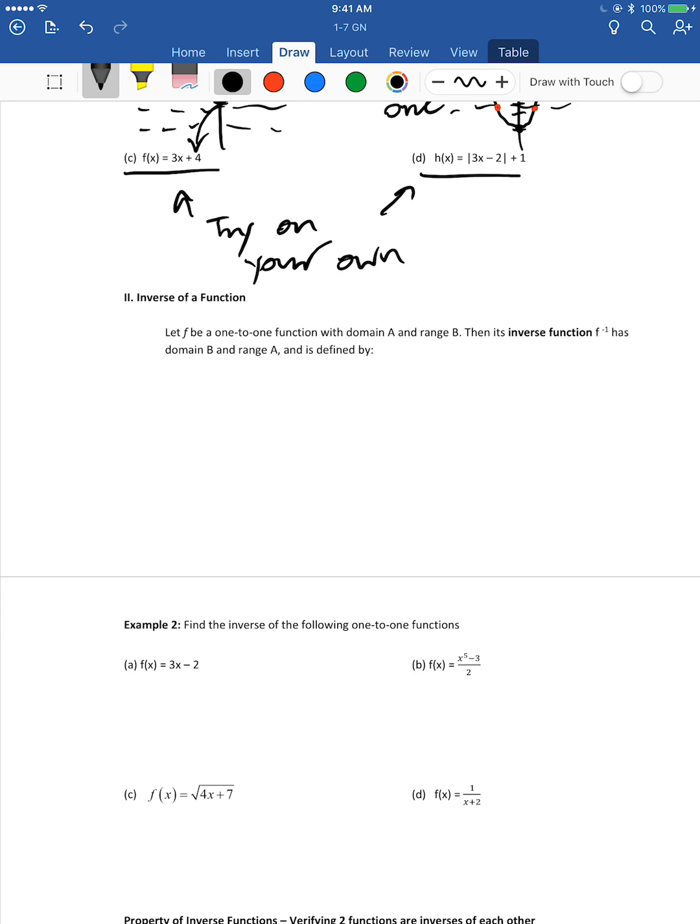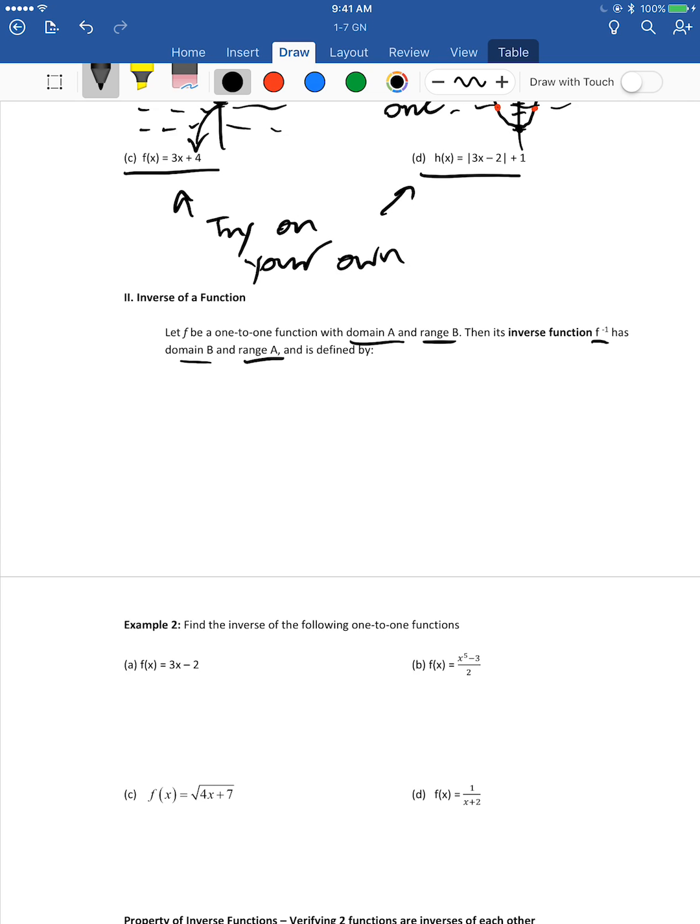And that's something called an inverse function. So let f be a one-to-one function with domain A and range B. Here you already see that we're using our one-to-one functions, our definition of one-to-one functions. That's why we just talked about it. Then its inverse function, f inverse, this is how we denote that, has domain B and range A. So you'll note that the domain and range switched for our inverse function.